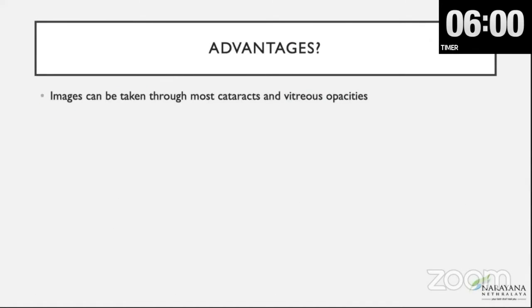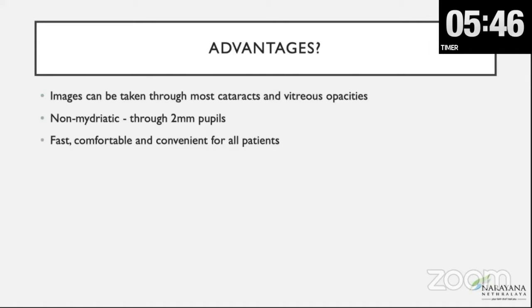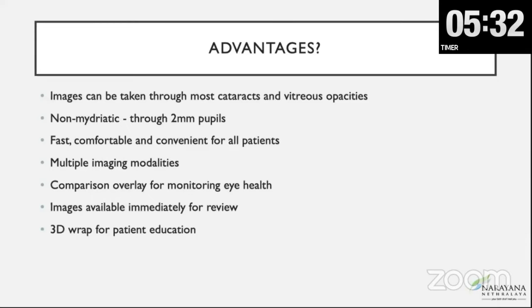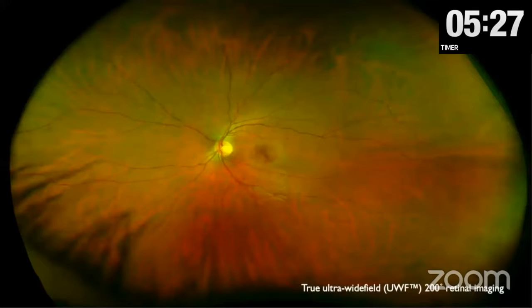Now, what are the advantages as far as ultra wide goes? It can be taken through most cataracts and vitreous opacities, also with the newer devices, even in non-mydriatic pupils, even through 2 mm pupils, we've been able to get a fair amount of detail. It's fast, comfortable and convenient for most of these patients. They have multiple imaging modalities as well, and you can use overlay to compare and monitor eye health. Also, images are available for immediate review. We don't need to wait for any processing, and it's also a good patient education tool for most of us.